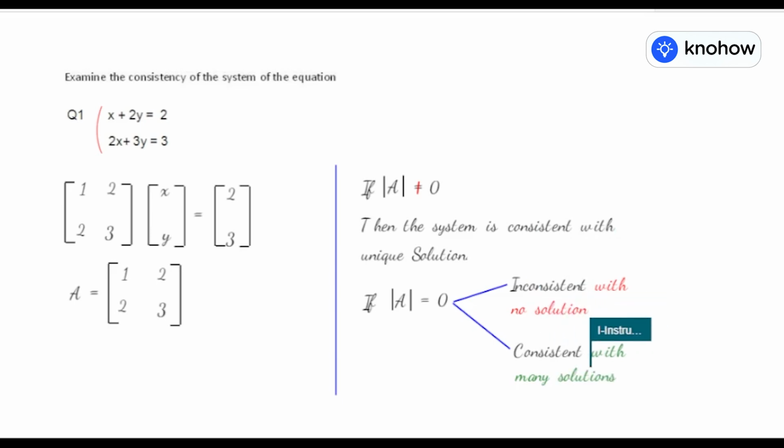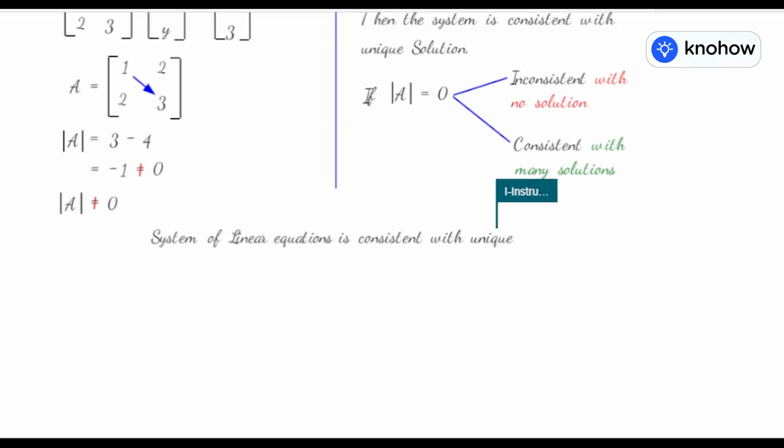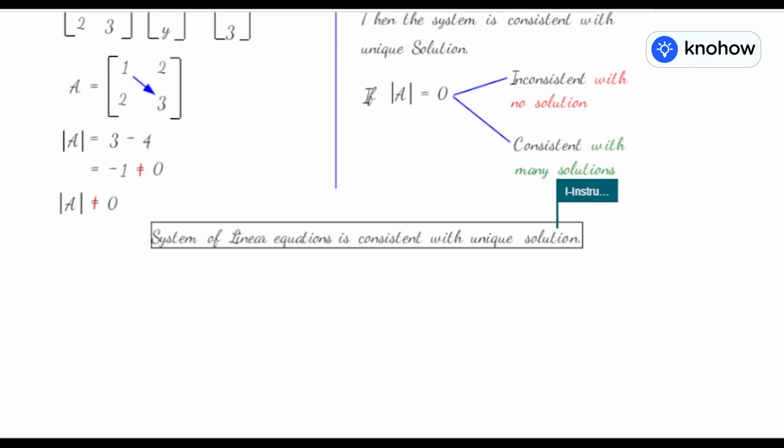Now in the present case, what is the value of determinant A? The determinant A is the product of the right diagonal, 3 minus 4, that is negative 1, obviously not equal to 0. So we comment that as determinant A is not 0, the system of linear equations is consistent with unique solution. He is not asking you to solve, just the consistency is to be checked. Next question.